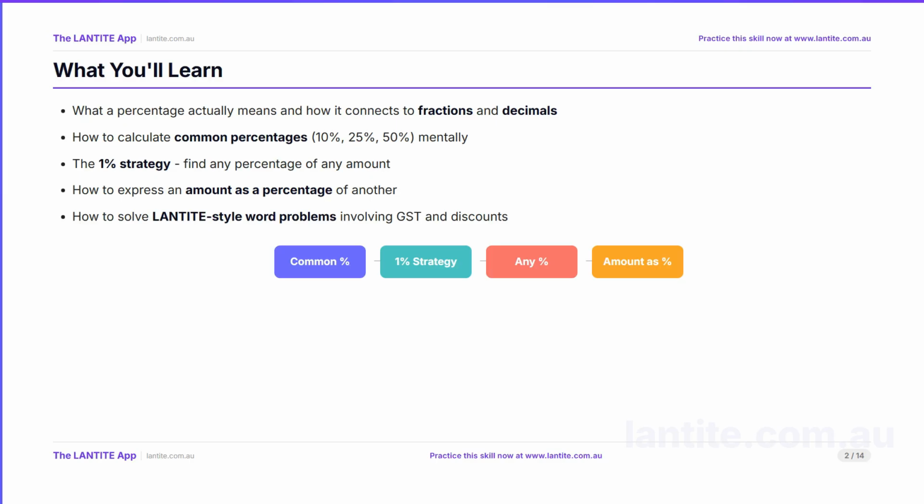By the end of this lesson, you will be able to convert between percentages, fractions, and decimals confidently. You will know mental shortcuts for common percentages like 10%, 25%, and 50%. You will master the 1% strategy, which lets you find any percentage of any amount. And you will be able to express one quantity as a percentage of another. These skills come up constantly on the LANTITE.